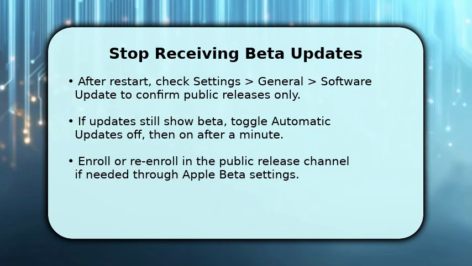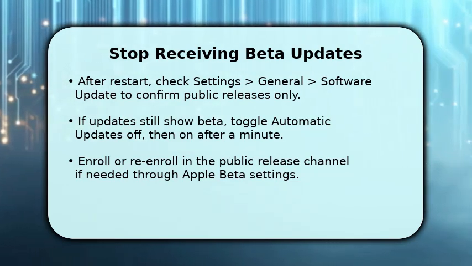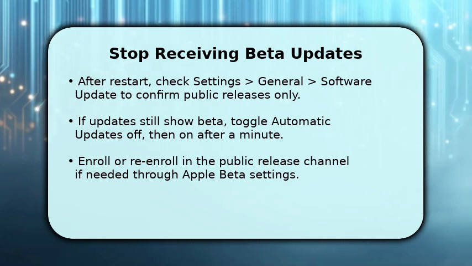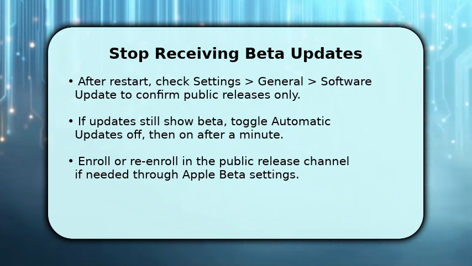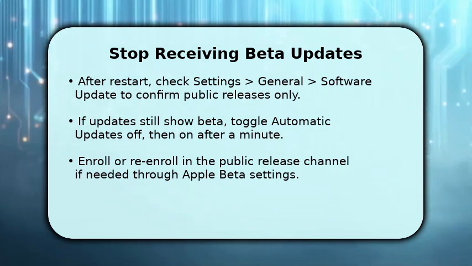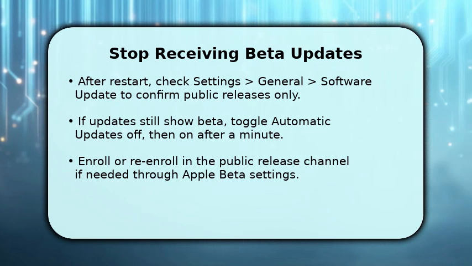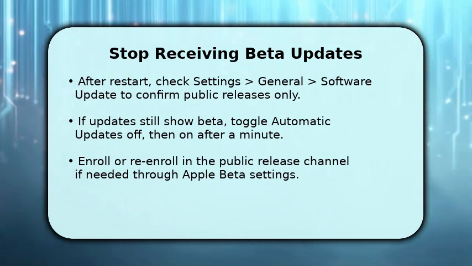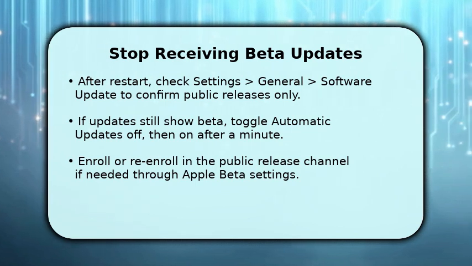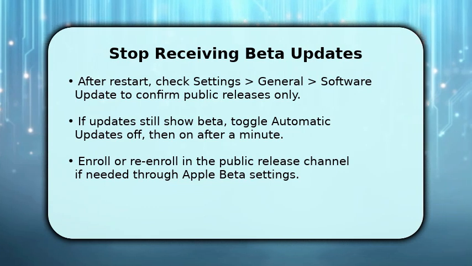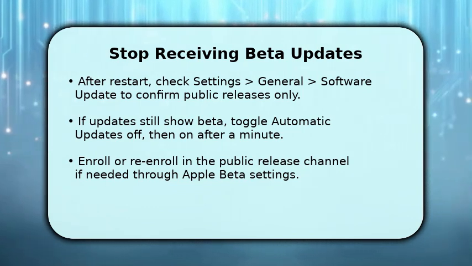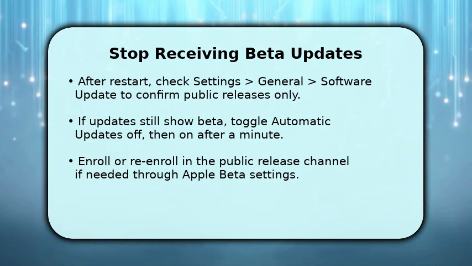Once the profile is removed and the device restarts, go straight to Software Update to confirm beta builds no longer appear. If you still see beta versions, toggle Automatic Updates off, wait about 30 to 60 seconds, and toggle it back on to refresh update preferences. You can also sign into your Apple ID beta settings and ensure you're on the public release channel. Doing that ensures future updates are non-beta without needing a computer.